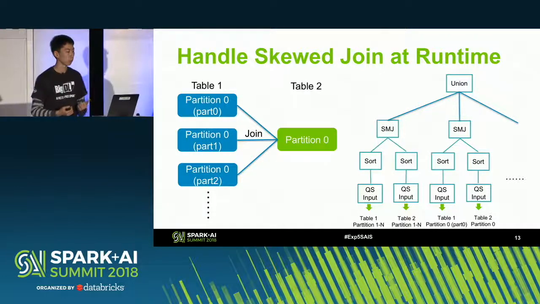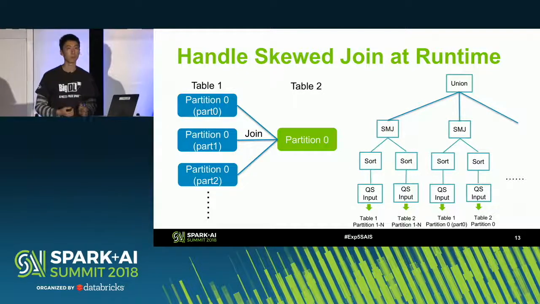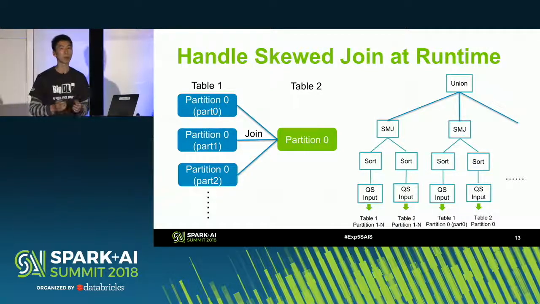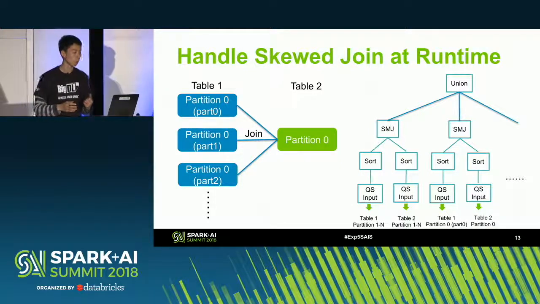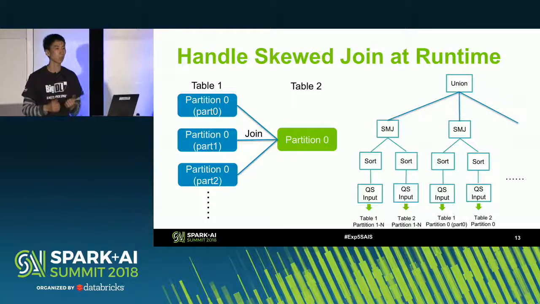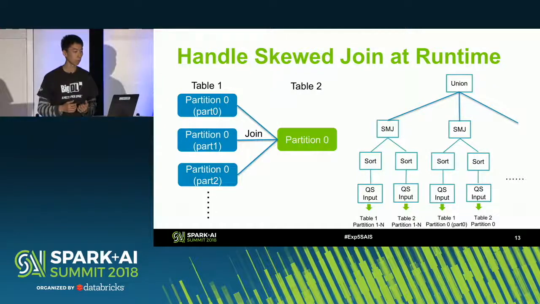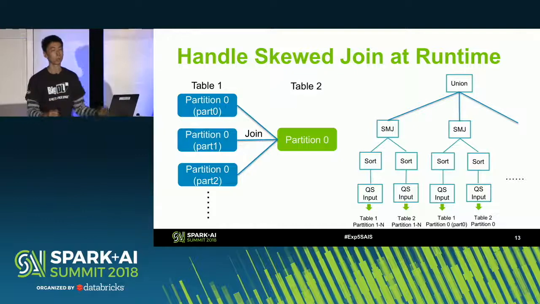In this case, each task will read a part of partition 0 in table 1, and then join with partition 0 in table 2. From the view of the execution plan, originally there's only one sort merge join. Now that join is still there, but it will only handle partitions 1 to n. So it will not handle partition 0 now. And we add a few more joins to process partition 0 specifically. After that, we use a union to union all the results.